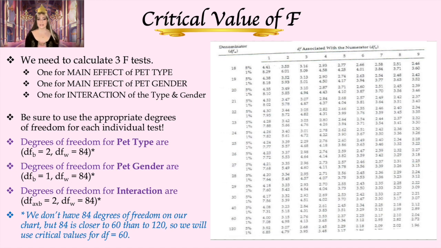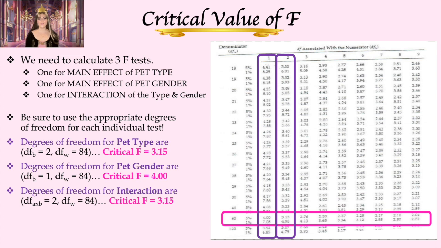We're going to do the same thing for degrees of freedom of pet gender, but this time we have degrees of freedom between equal to 1, and we're going to slide our finger down to 60. The last thing we're going to do is degrees of freedom for interaction, which, if you see, are exactly the same as degrees of freedom for pet type. So ultimately, this is what you are left with.